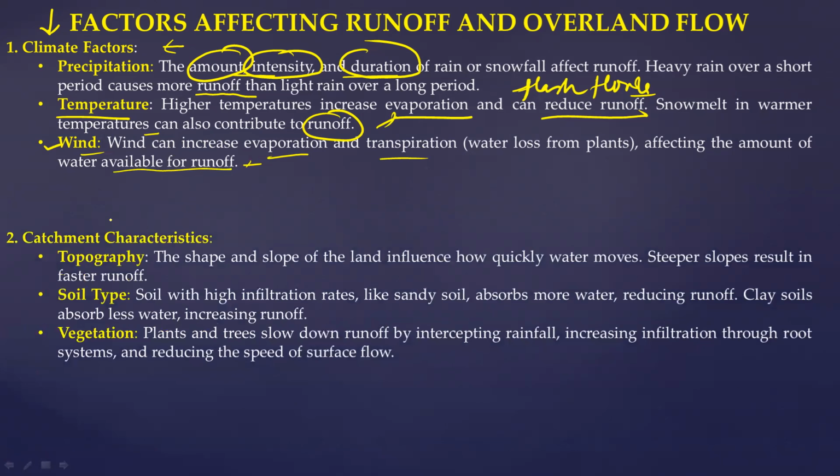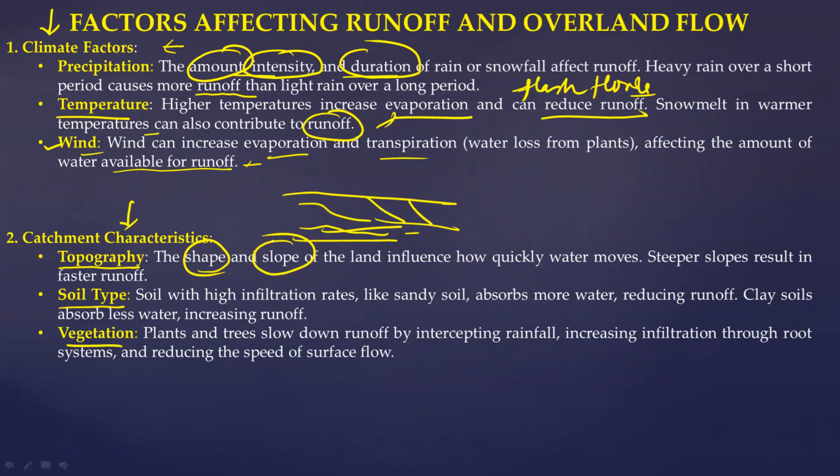Come to the next important factor, the catchment area of a stream. What is the catchment area? It is where the river is getting its water from. This catchment area's topography, soil type, and vegetation are very important. Topography is the shape and slope of the land. Steeper slopes obviously have faster runoff. So this slope will have faster runoff, and this one less fast.